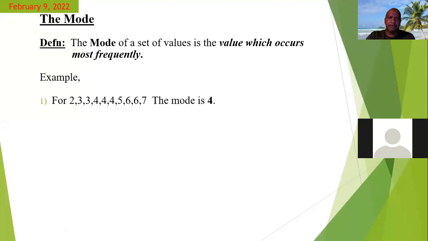All right, so here we have, in this set of values, we see that 4 occurs the most. So it means that the mode in this set of values will be 4.